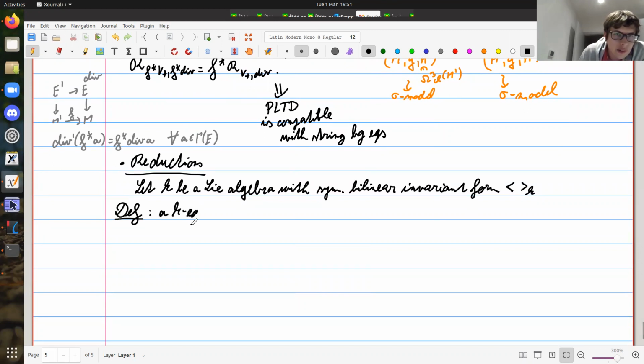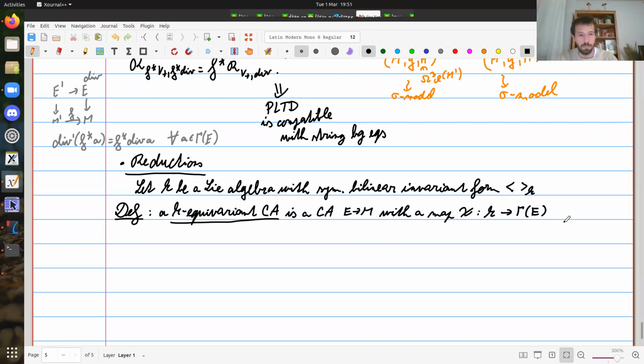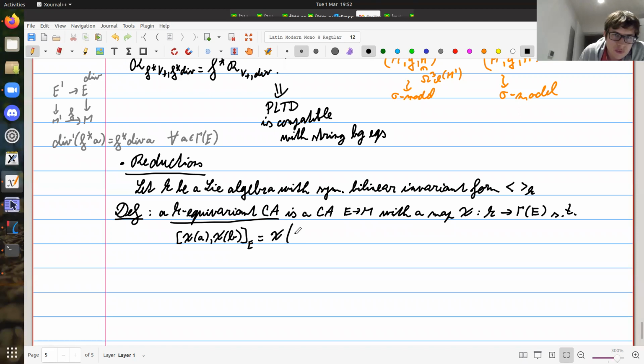a k-equivariant Courant algebroid is a Courant algebroid, let's say E over M, together with a linear map, let's call it chi, which goes from this Lie algebra to sections of this Courant algebroid, and such that it preserves the bracket and the pairing. So such that if you have, say, chi of A, chi of B on E, let's put subscript E, then it's the same as if you would do A B on K, and the same for the pairing.